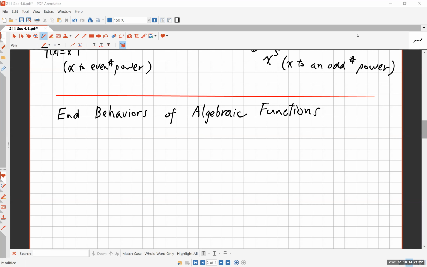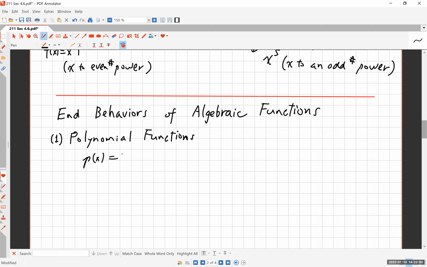Okay, so part 2 of section 4.6 deals with end behaviors of algebraic functions, mainly polynomial and rational functions. We can also talk about roots and radical functions. We will see if we can do that later. First, let's talk about polynomial functions. Okay, what in the world are polynomials? Poly means many, and nomos means words or terms, so many terms: polynomial functions.